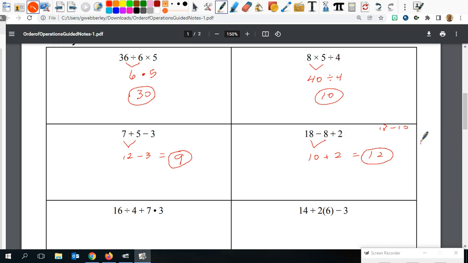But you can make an easy mistake if you think I'm just going to add 8 plus 2 and get 10. So that's why best is always to go left to right. Add and subtract left to right, multiply, divide left to right.